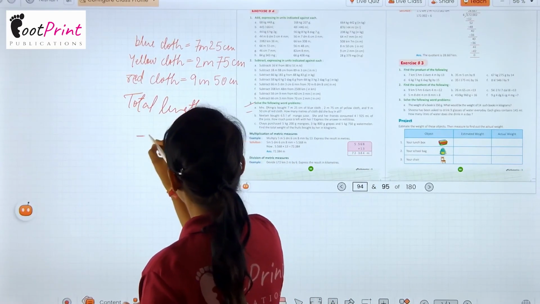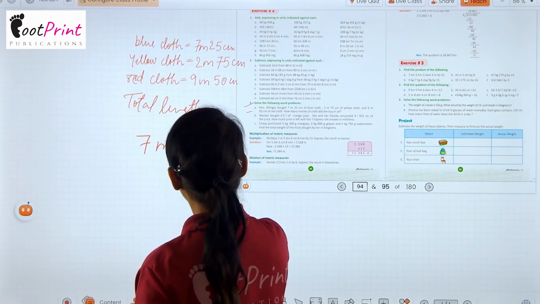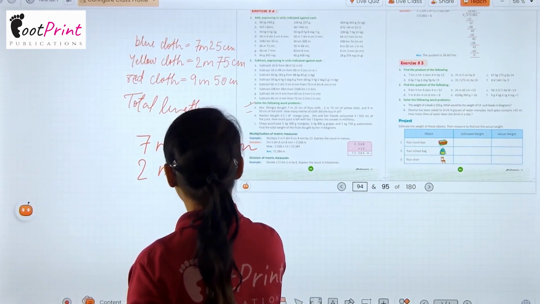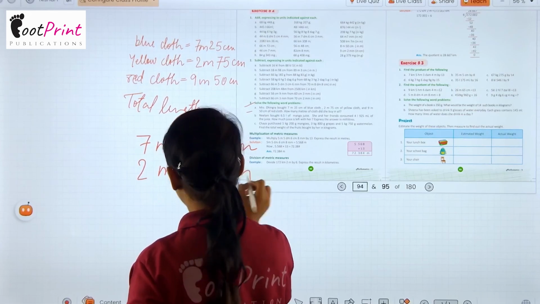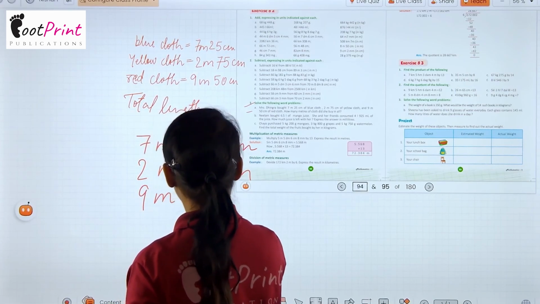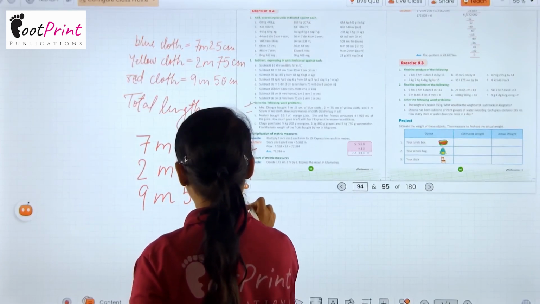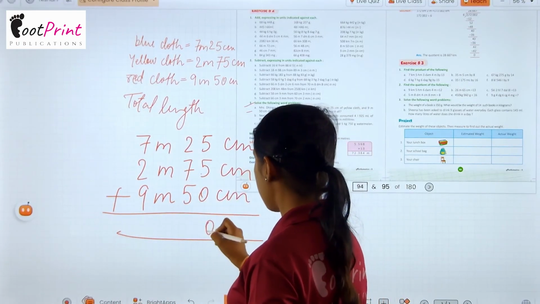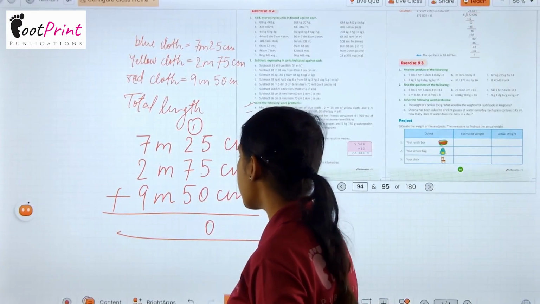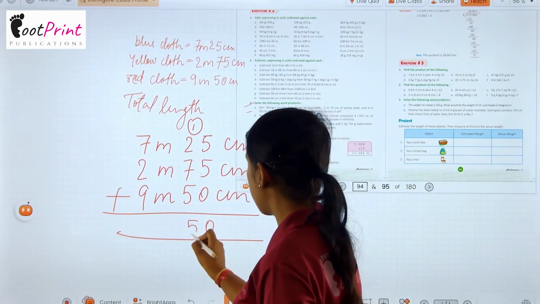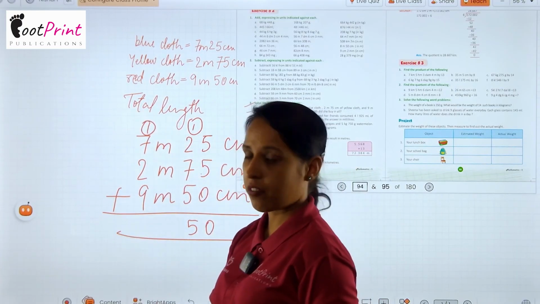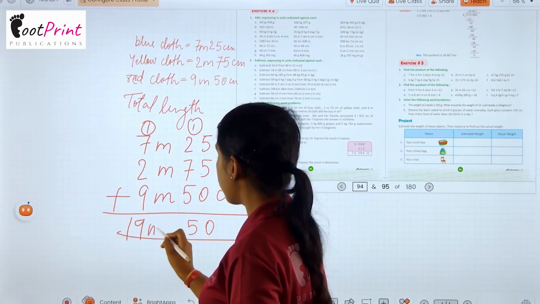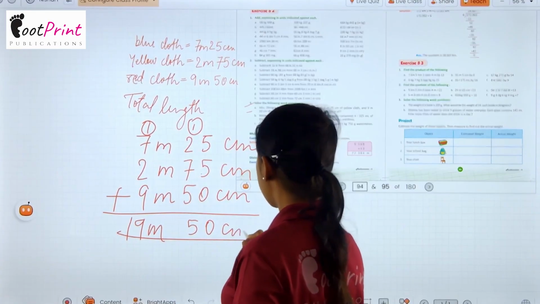So here we have 7 meter 25 centimeter. The next one is 2 meter 75 centimeter, and then we have 9 meter 50 centimeter. Okay, now we add it. 5 and 5, 10. 1 is carry here, 2, 7, 9, 9, 1, 10 or 10, 15. 1 is here, 1, 7, 8, 8 to 10 and 10, 9, 19. So what we get? We get 19 meter 50 centimeter.